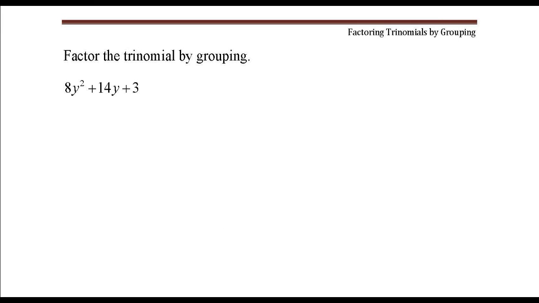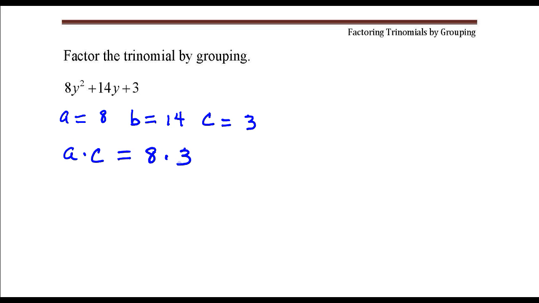First thing I'm going to do is identify A, B, and C. A is 8, B is 14, C is 3. Next, multiply A and C together. So in this case, 8 times 3 is 24.